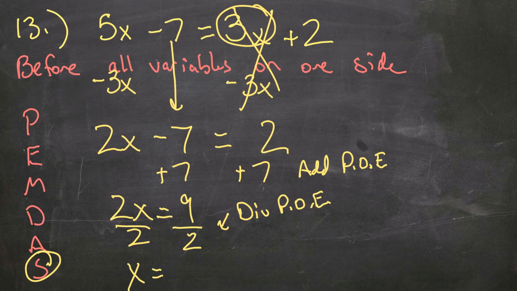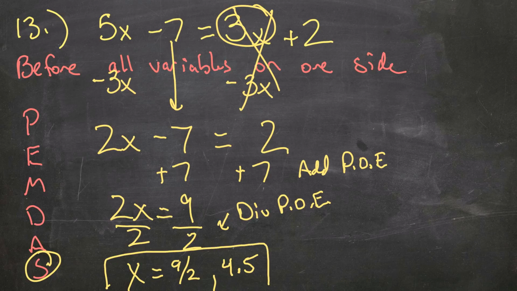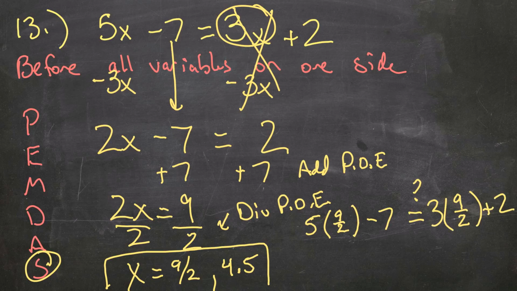I get x equals 9 halves. A lot of you might have 4.5. That's okay, they're the same thing. I prefer 9 halves. Now I'm going to check my work. So when I check my work, I say 5 times 9 over 2 minus 7. Does that equal 3 times 9 over 2 plus 2?